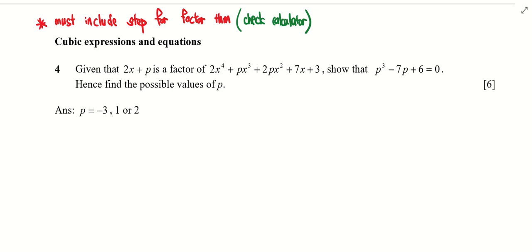Alright, this is a reminder. If you are solving a cubic equation, yes, you can press a calculator to check what are some of the possible solutions and use a convenient value. But please remember to include the step for factor theorem, which is what I'm going to showcase over here.